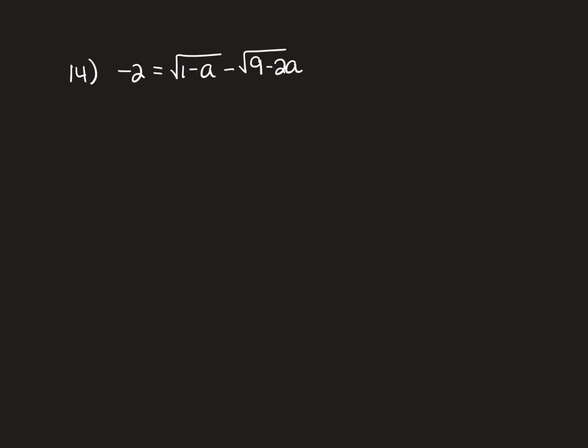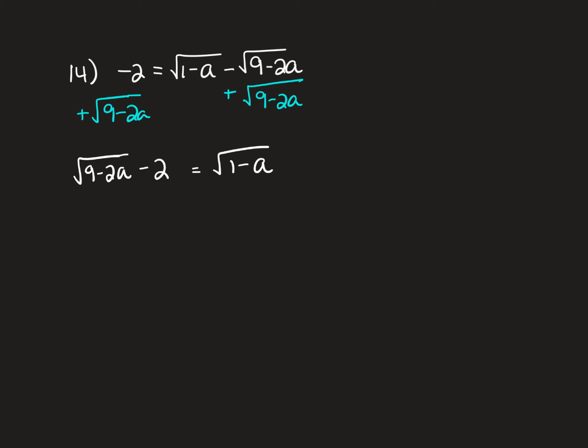Okay, number 14, a little more complicated. So we're gonna do one thing first. I'm gonna add this 9 minus the square root of 9 minus 2a to both sides. So what we get is the square root of 9 minus 2a, and then minus 2 equals the square root of 1 minus a.